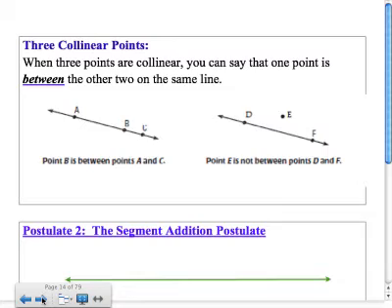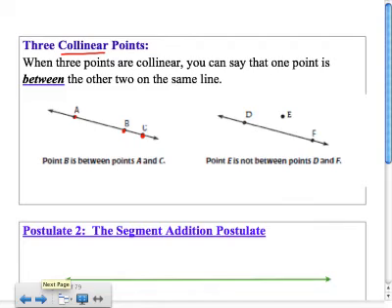Okay, three collinear points. When three points are collinear, you can say that one point is between the other two on the same line. This should make perfect sense. I have three points here: point A, point B, and point C that all lie on the line. Clearly, if they're all on the same line, then one of them has to be in the middle. In this particular example, point B is between points A and C. Remember, collinear just means points that lie on the same line.